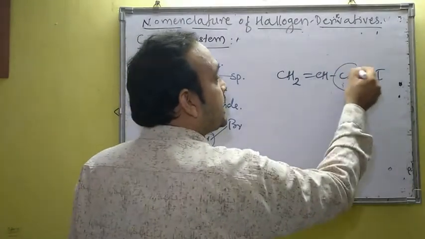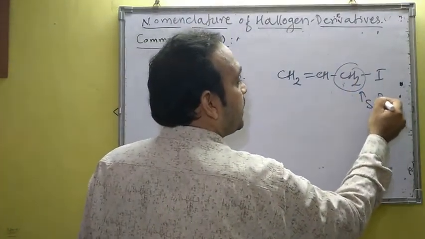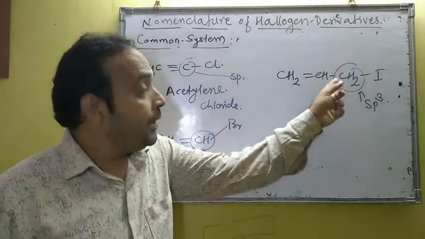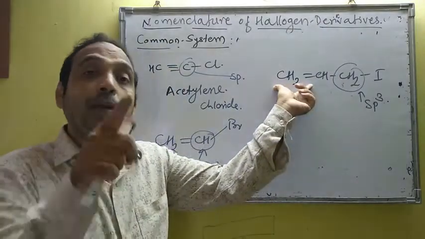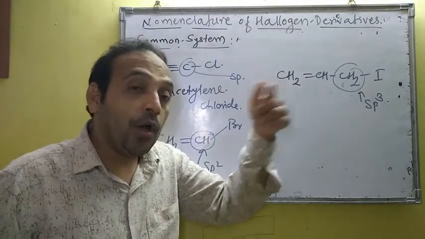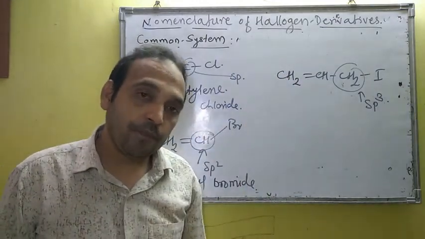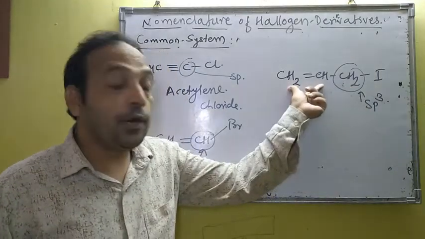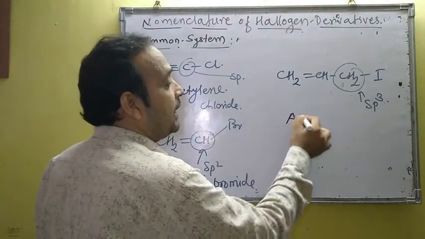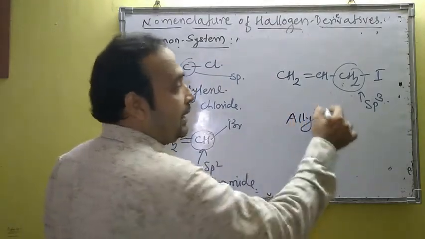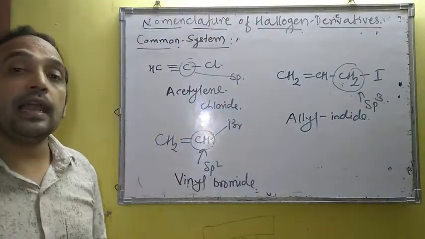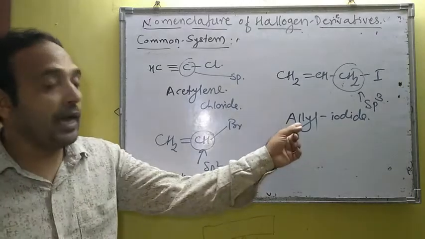Now here this carbon is an sp3 carbon. In classification we discussed this sp3 carbon, but this sp3 carbon is bonded to a carbon-carbon double bond. Which functional group will I use here? The name of the functional group is allyl, and I means iodide. So this structure is called allyl iodide.